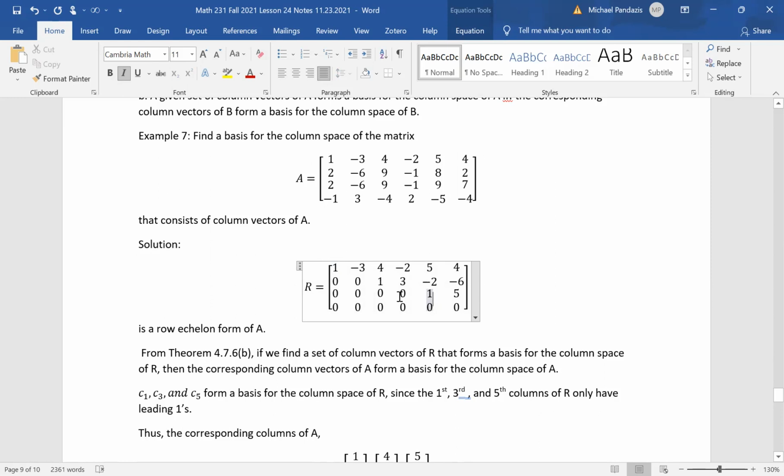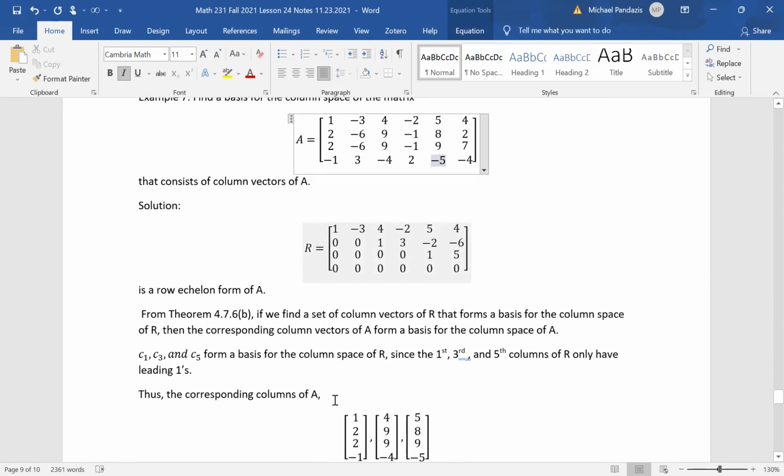They form a basis for the column space of R. Okay, so the first, third, and fifth columns, all the columns in R that have leading ones in them, form a basis for the column space of R. By our previous theorem, we know correspondingly that the first, third, and fifth columns of A form a basis for the column space of A.